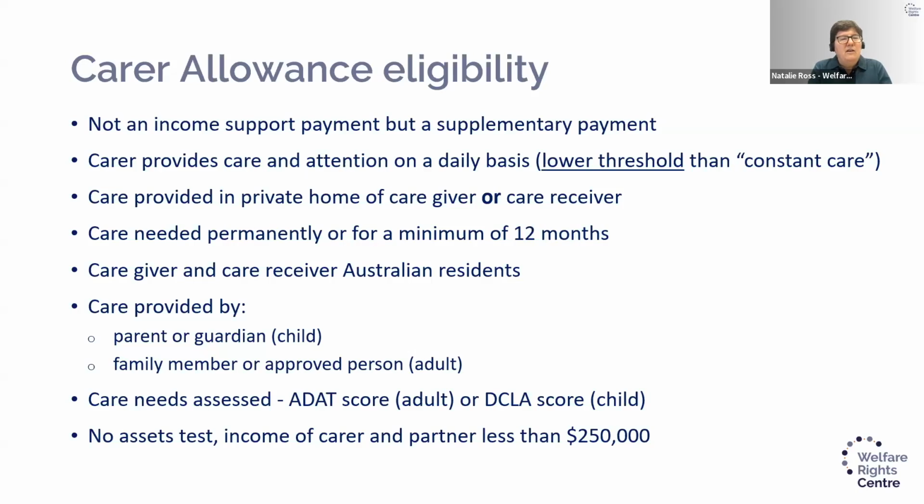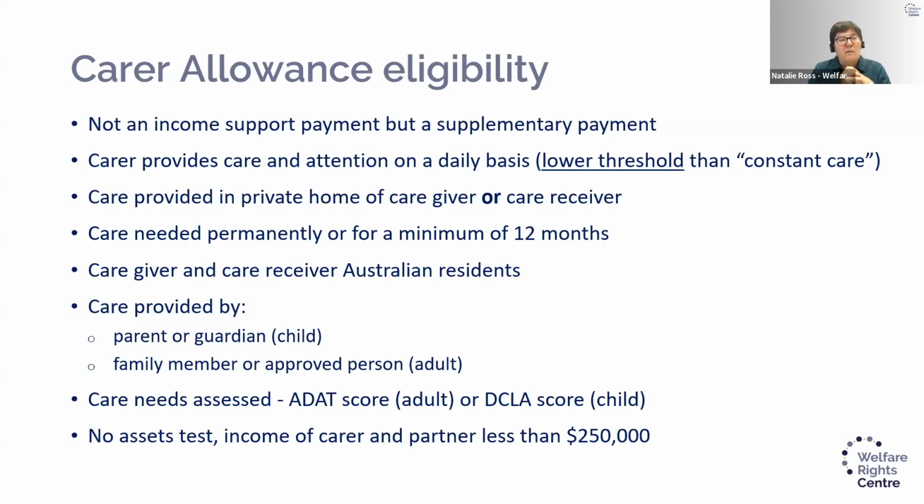The care needs to be needed either permanently or for a minimum of 12 months. That's another difference with carer payment, where the care has to be needed permanently or for a minimum of 6 months. Once again, the caregiver and care receiver have to be Australian residents. Remember, the permanent resident visa or the citizen.